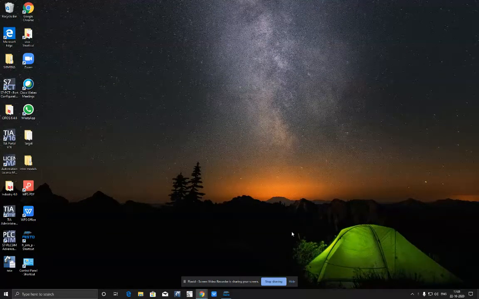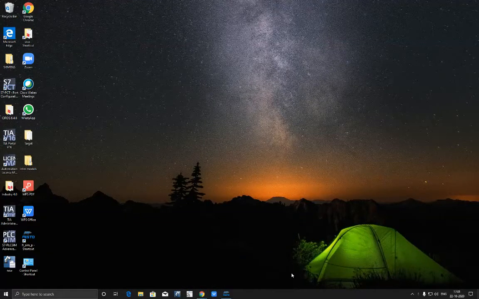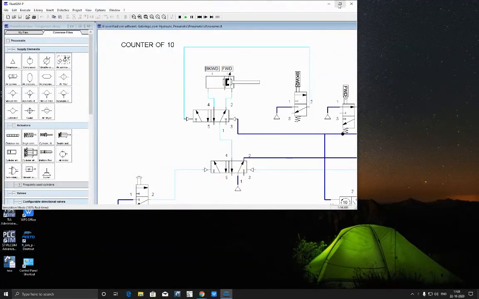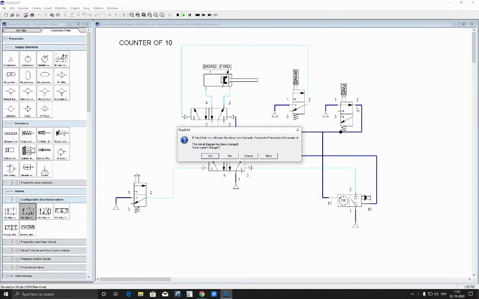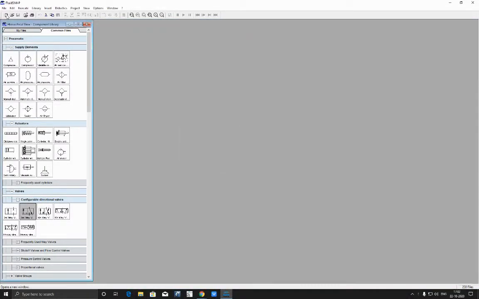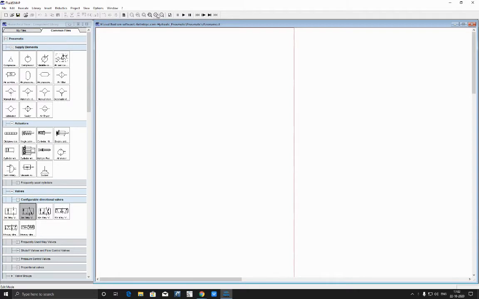Today we are going to discuss a pneumatic counter application using a counter in pneumatics fluid simulation software. Let us open our software. Here, let us open a new window.